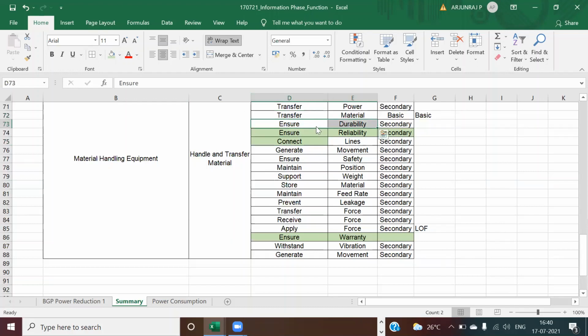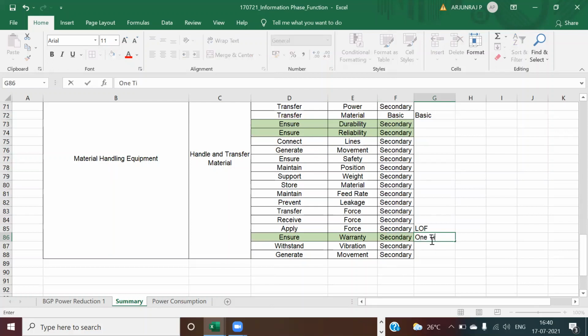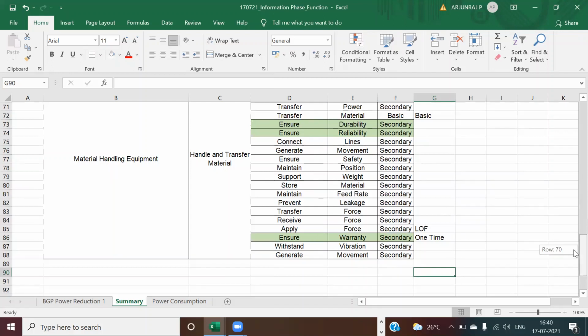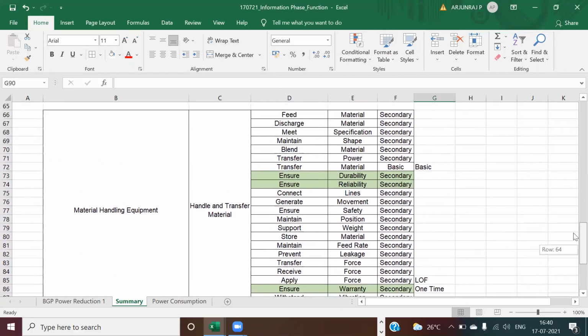So it is again going to get connected directly or indirectly with your functions, which have been mentioned towards durability and reliability. Now coming back, this ensure warranty is also going to be a secondary function, but here this is going to be the one-time function. And what are the all-time functions? Let us go to the all-time functions. Then we will go with the critical logical part.